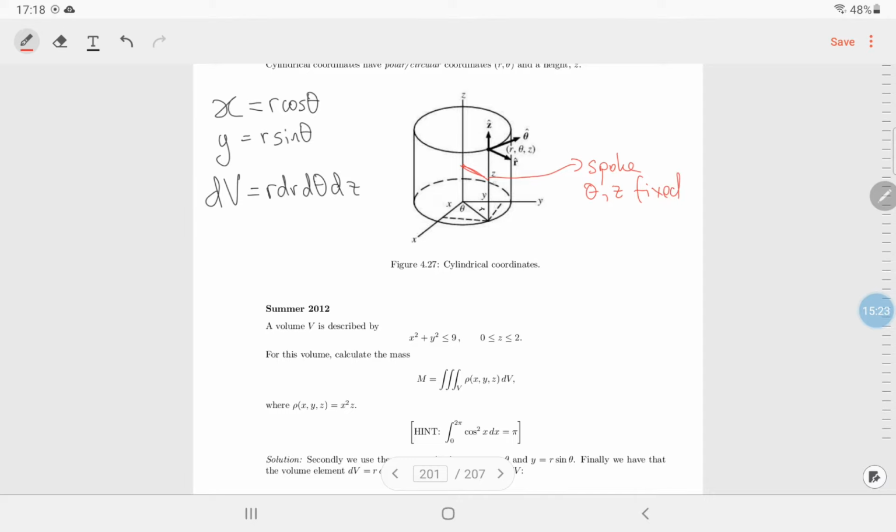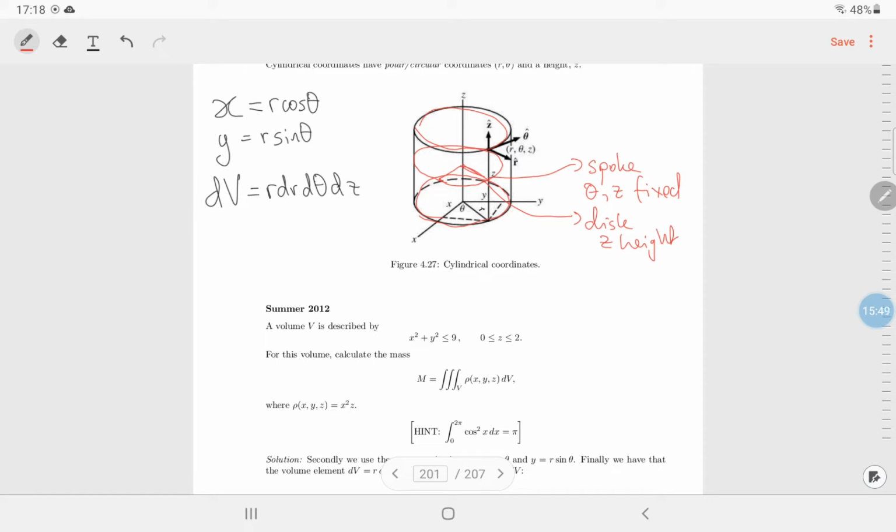Then you're going to add up all the spokes from x equal to 0, which looks something like that, to x, from theta equal to 0 to theta equal to 2 pi. So then the disk is at a fixed height. And then if you add up the contribution to the sum from all the disks from the lowest height to the highest height, you have the contribution over the entire sum.